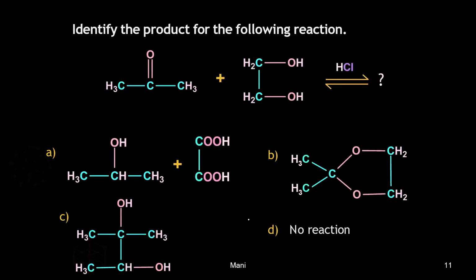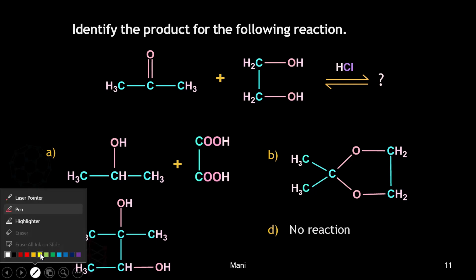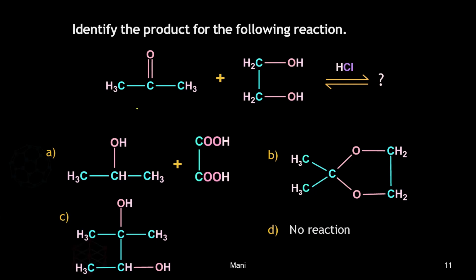So next one, what is the option? So here, what is this? What is this called? Ketone. It's acetone. So this acetone, when you treat with, what is this? Ethylene glycol.